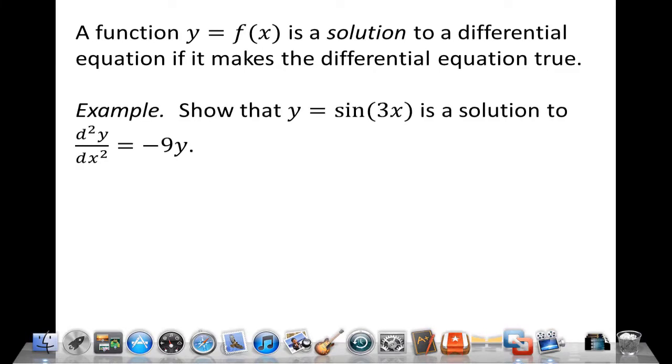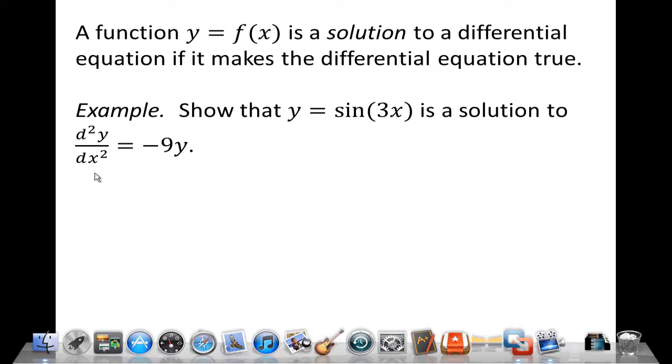So let's just look at an example. We're going to want to show that the function sine of 3x is a solution to the second derivative of y equals negative 9 times y. The way we do this is we look at both sides of the equation. So we've got the second derivative on the left side, negative 9y on the right side, and we figure out what each of those are.